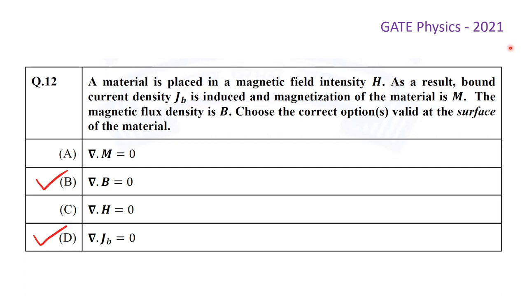According to our solution, option B and option D, those are divergence of B equals to 0 and divergence of J B equals to 0, are the correct options for this question.